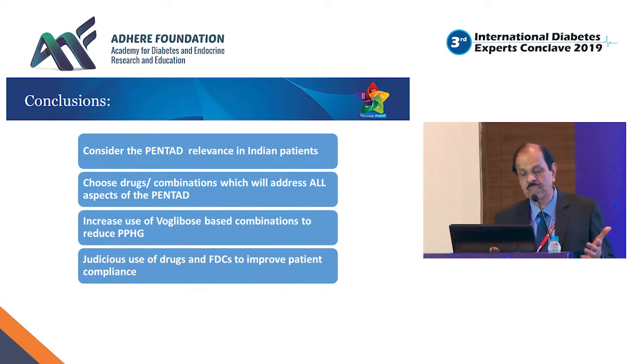So to conclude, consider the pentad relevance in Indian patients, where especially we have insulin resistance and prandial hyperglycemia, which is the main driver for ischemic heart disease. Therefore, this becomes an important consideration when you have patients from India to treat. Choose drugs and combinations which will address all the aspects of the pentad.